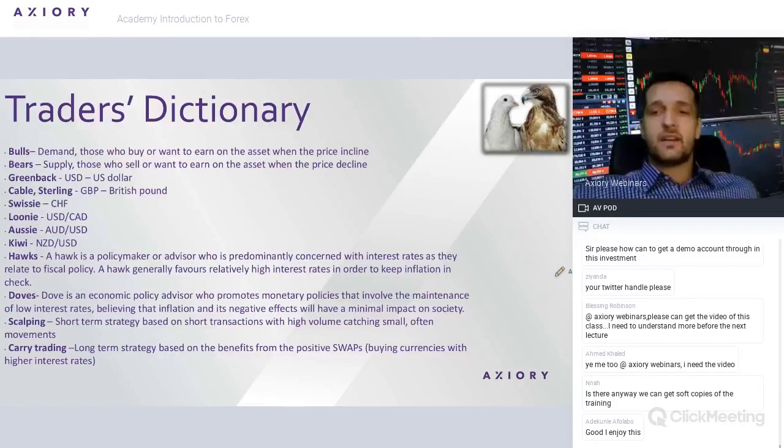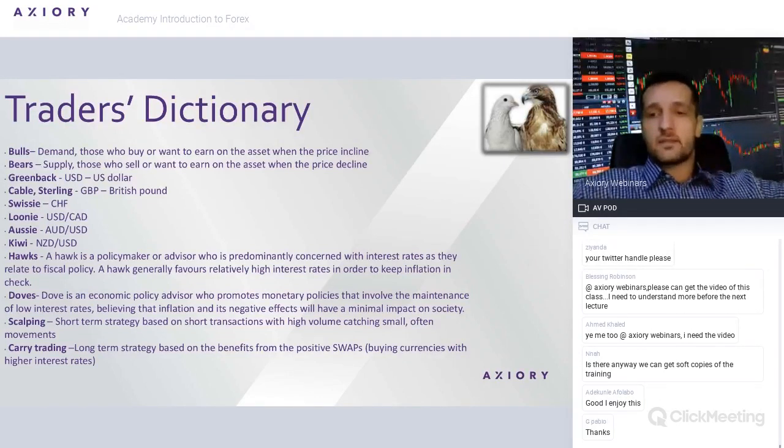First, the dictionary. So, demand, bulls. Why bulls and bears? There is a lot of animal reference in this dictionary. Bulls are those who buy or want to earn money when the price goes up, and bears are those who sell. Why bulls and bears?